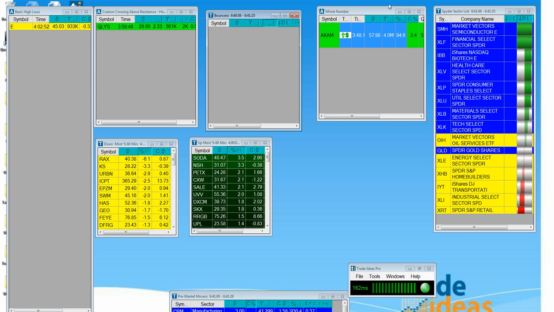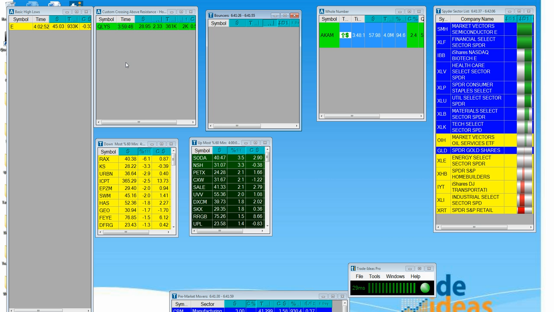Now, this will be kind of the fun one, I think, because this is the strategy that I use a lot. And you can see I've called it the custom crossing above resistance. Now, here I'm going to introduce a tool, an add-on tool that we have in Trade Ideas called the Oddsmaker. And the Oddsmaker, in essence, is a back tester. So what you can do is you can think of a strategy.